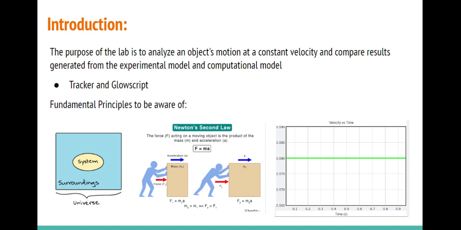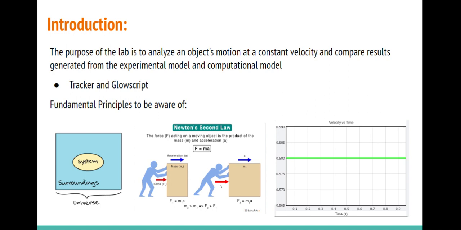The purpose of this lab is to analyze an object in motion that is maintaining a constant velocity. Then we are using equations in order to try and predict that object's position at a certain period of time, and we compare the results generated from an experimental model versus a computational model.